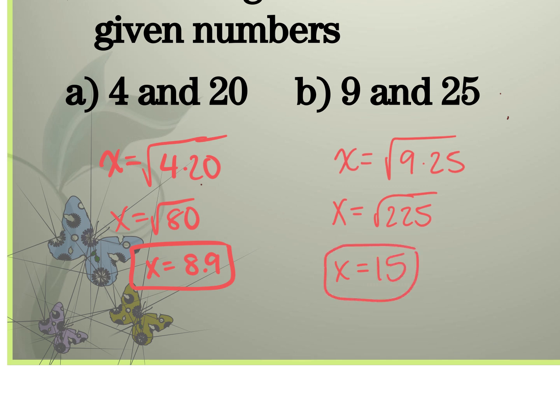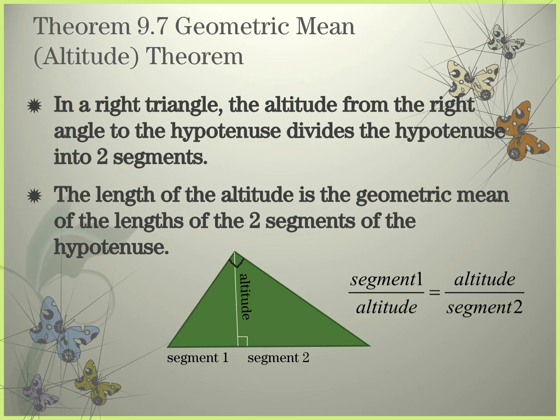So are we all okay on what a geometric mean is? It's going to give you two numbers. You multiply those two numbers, and then you take the square root. Understood? Any questions on geometric mean? Now, how does this apply to what we just learned about? That's on the next slide, okay?